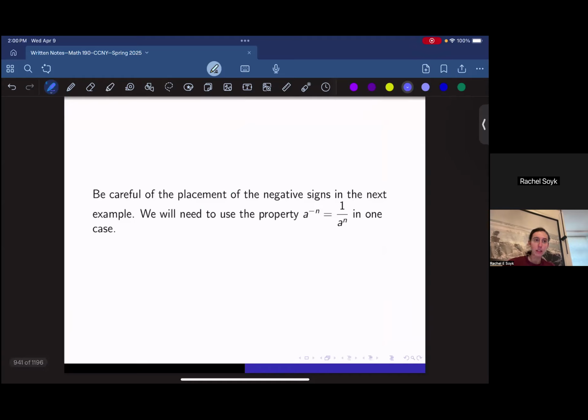All right, so we have a little note here. We just want to be very careful of the placement of the negative signs in the next example we're going to look at, and really keep in mind our properties of exponents dealing with negative exponents. A to the negative n is 1 over that positive version, so 1 over a to the positive n.